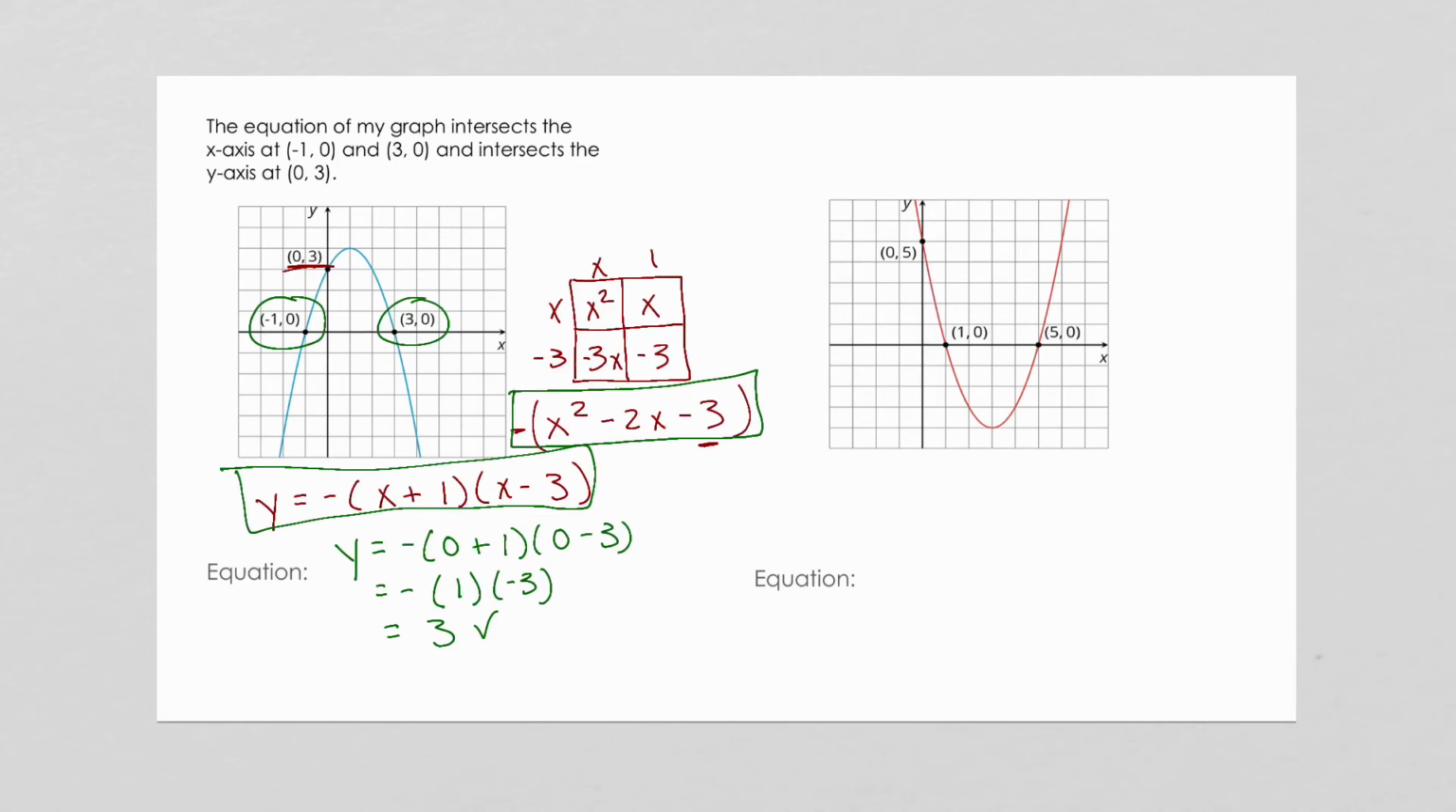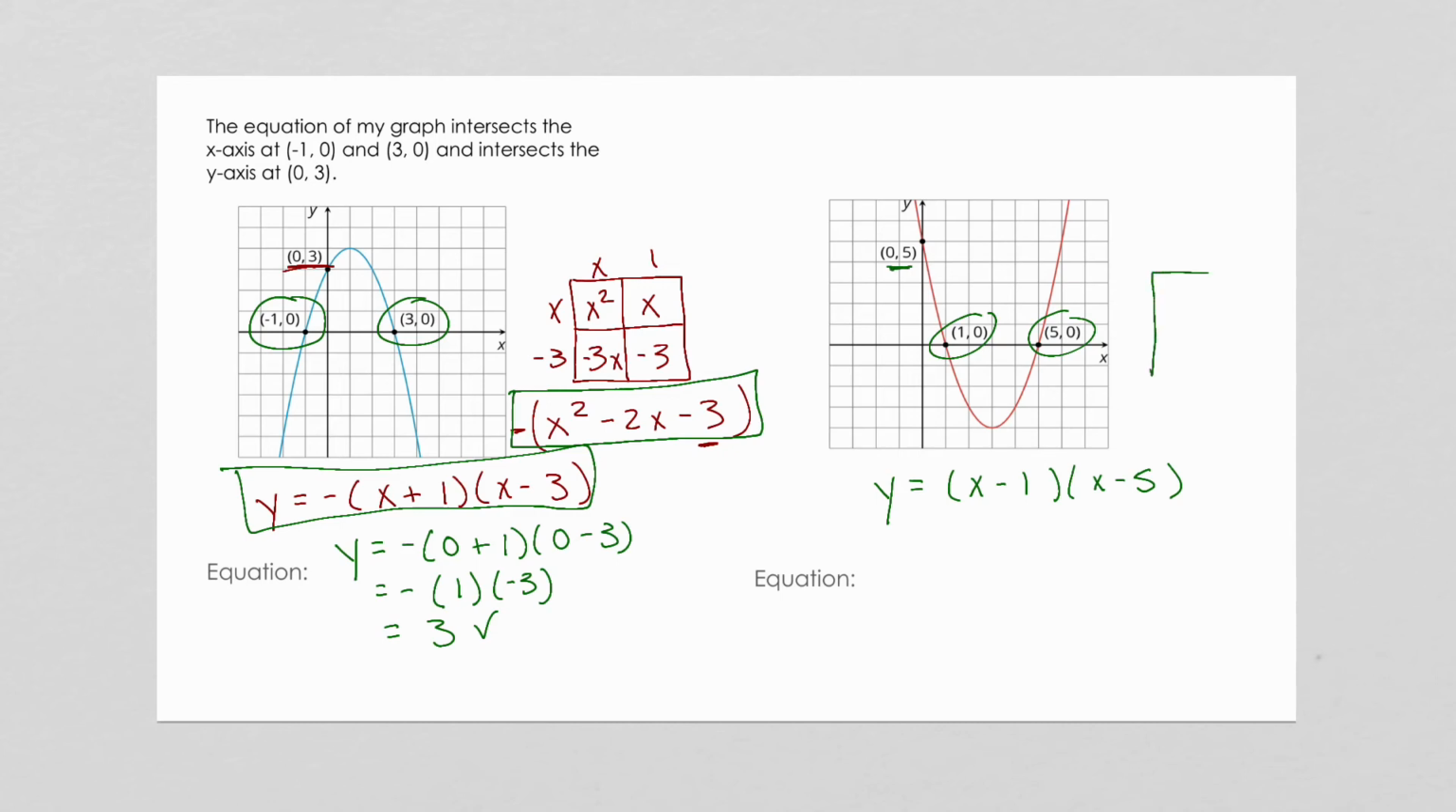We can do something very similar with this last example because we know that if we write it in intercept form, it's easy to tell what the y-intercept is as well. Let's see. I have two x-intercepts, and I know that I should say x minus 1 and x minus 5. And this time my a value is positive because the parabola opens up.